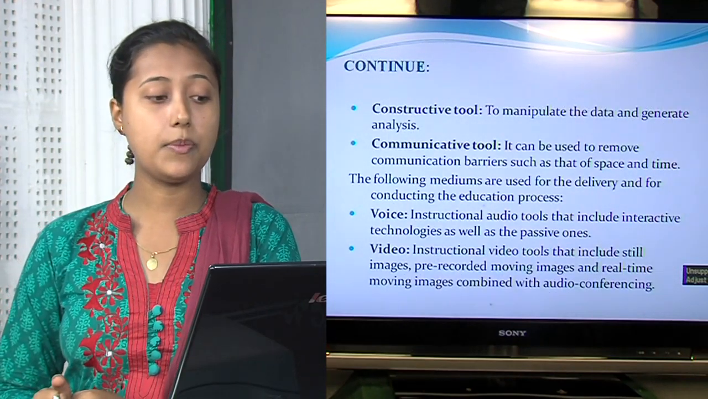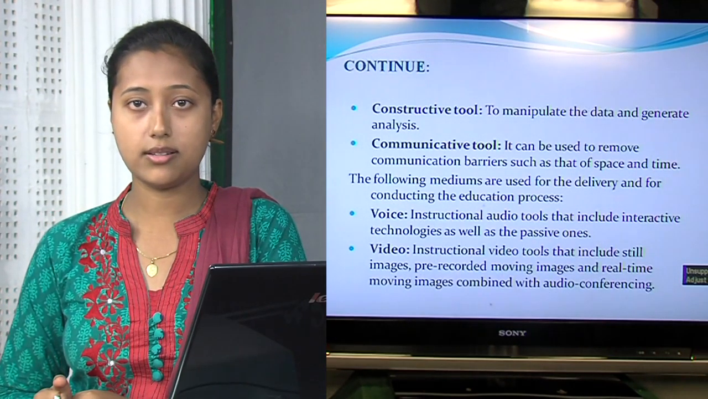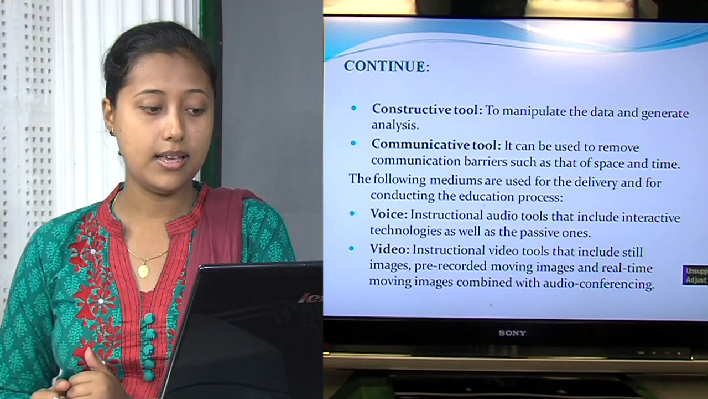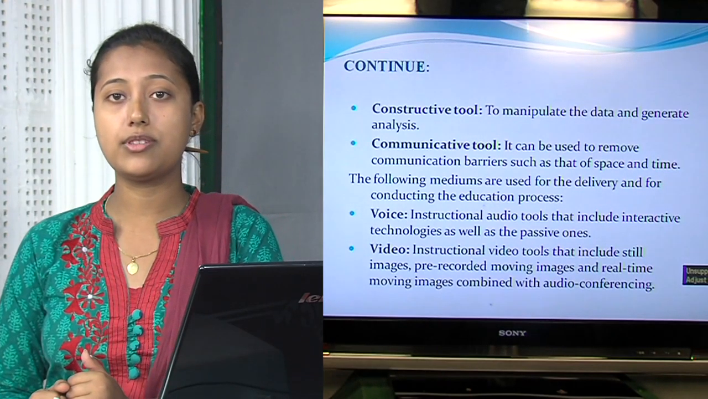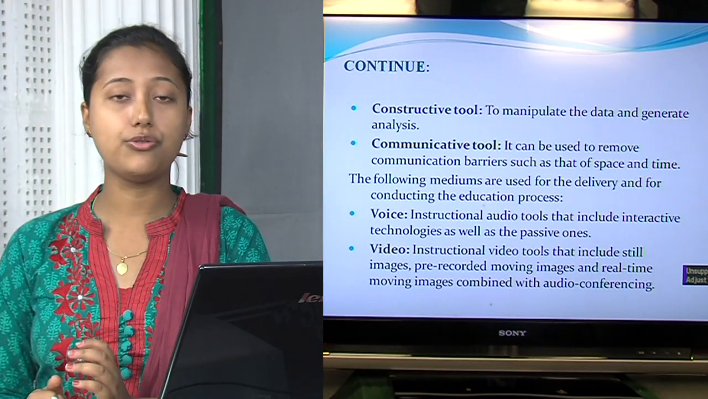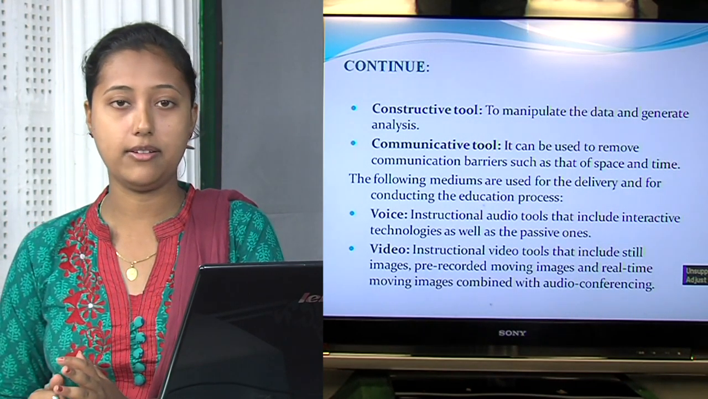Thirdly, it may be used as a constructive tool, that means to manipulate the data and generate analysis. And fourthly, it may be used as a communicative tool, that means it can be used to remove communication barriers such as those of space and time.